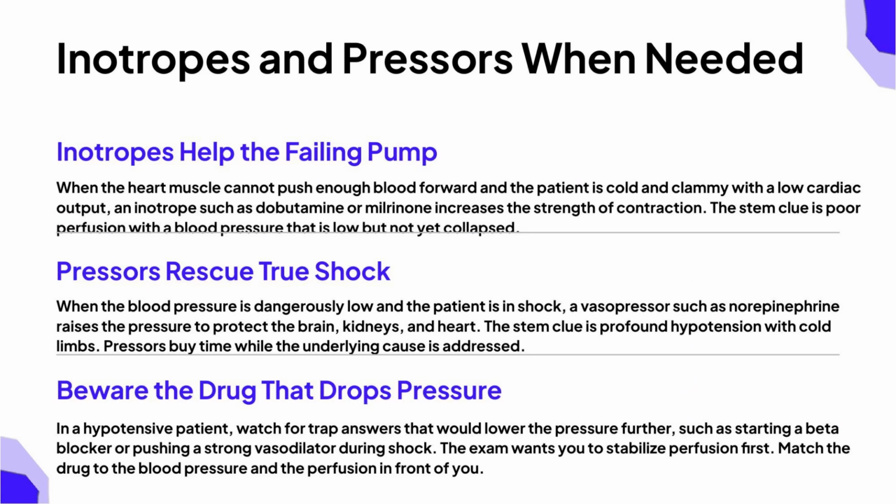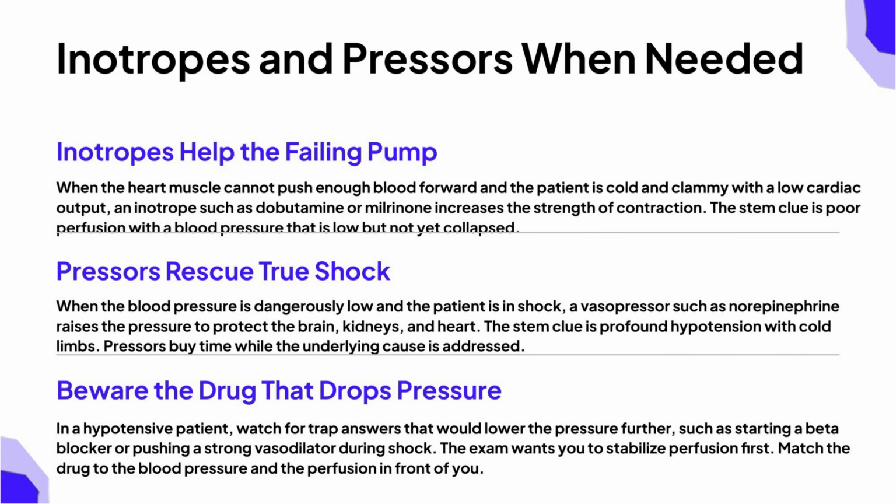Strategy 3 is knowing when to reach for inotropes and pressors, because the exam wants you to use them only when the patient truly needs them. First, inotropes help the failing pump. When the heart muscle cannot push enough blood forward and the patient is cold and clammy with a low cardiac output, a drug such as dobutamine or milrinone increases the strength of contraction. The stem clue is poor perfusion with a blood pressure that is low but has not yet collapsed.